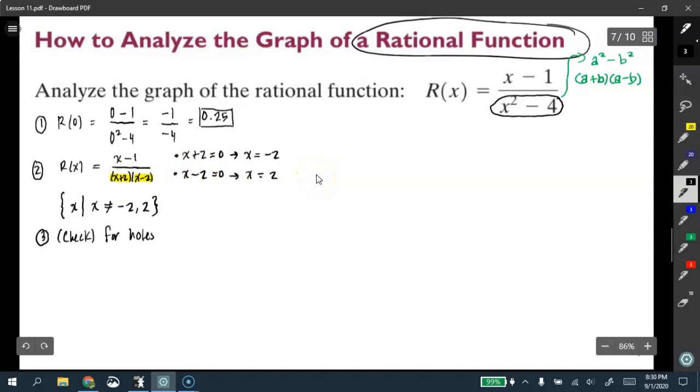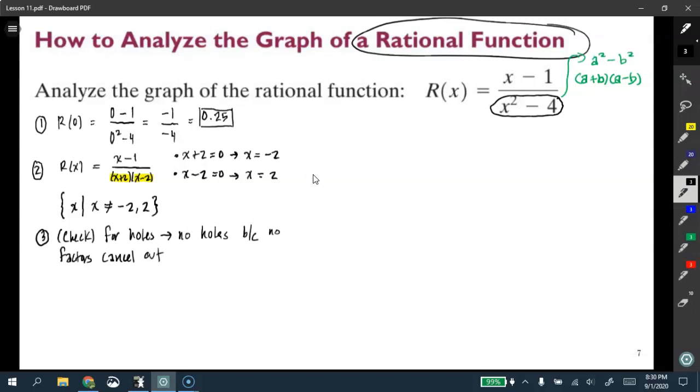So you want to just write down no holes, and you also want to write down why. There's no holes because no factors cancel out. All right, and that is why there's no holes in the graph. If you're wondering what that would have looked like, we will get to that later. We'll have another number of functions that we graph, and then we'll talk about this in a little bit.